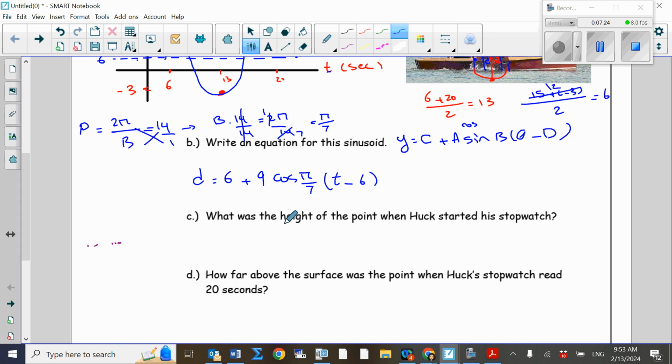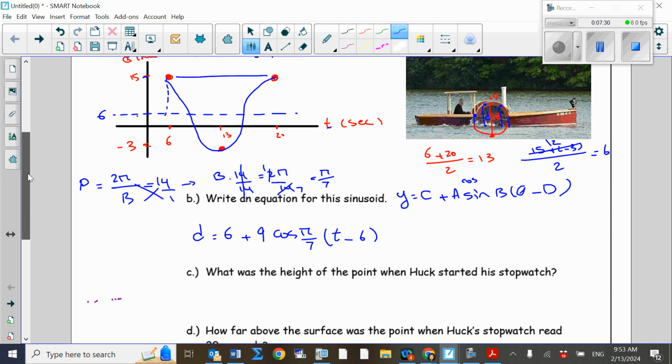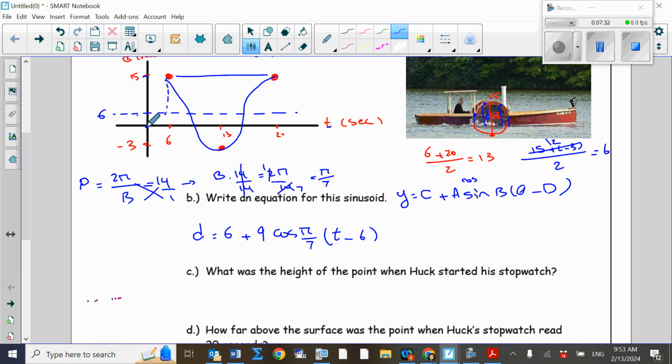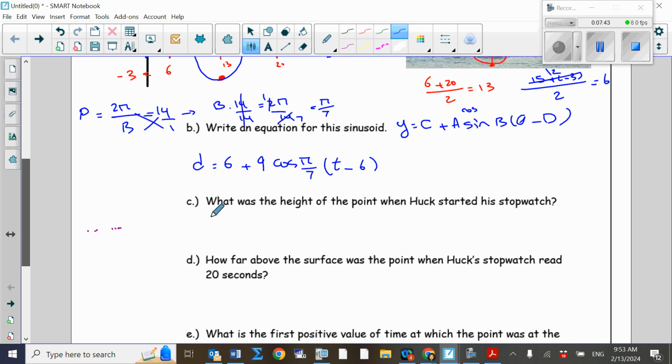The next part is asking what was the height of the point when Hawk started his stopwatch. When he started the stopwatch, it was basically time equal to 0, and that's this time. So we want to know what is the height of the point at this point. All you need to do is set the time equal to 0 and enter that into this function. So I'm going to use my calculator.